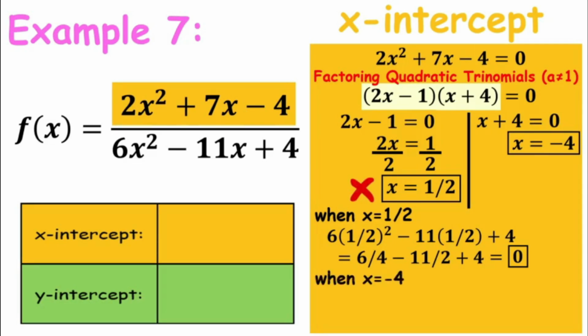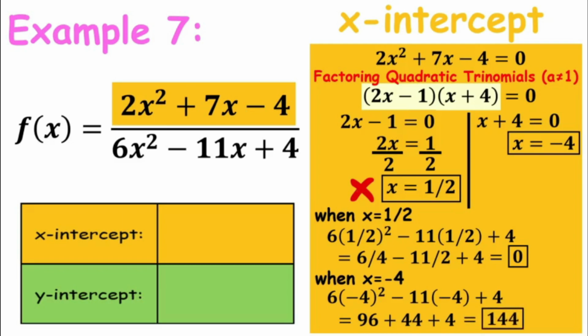When x is equal to negative 4, 6 times negative 4 squared minus 11 times negative 4 plus 4 is equal to 96 plus 44 plus 4, which has a total of 144. Since 144 is a non-zero number, negative 4 is an x-intercept of the rational function. So the only x-intercept of the function is (-4, 0).